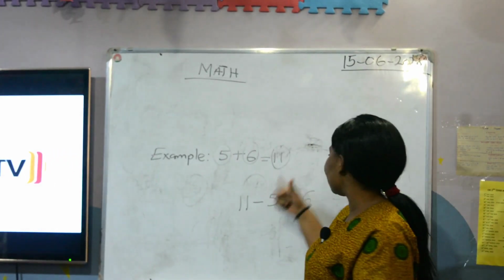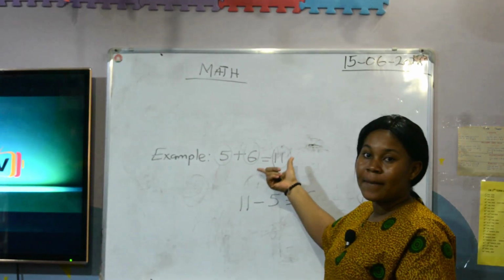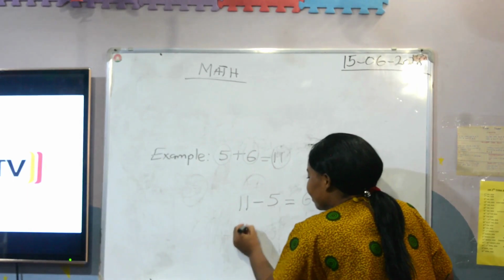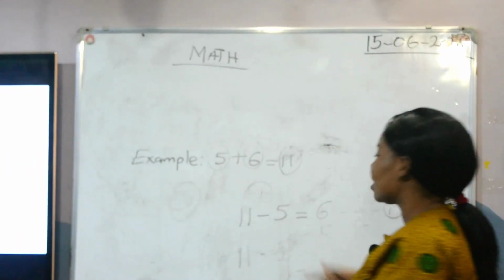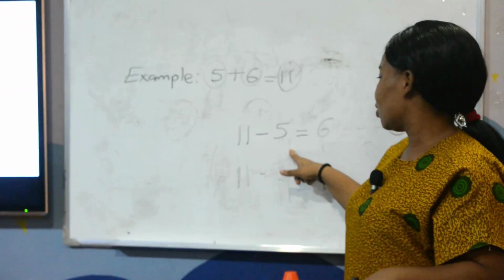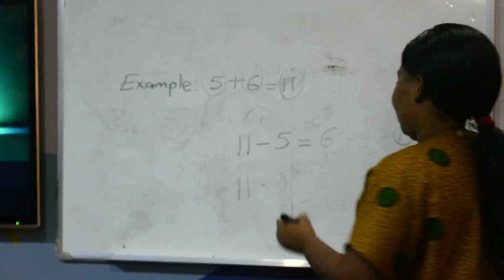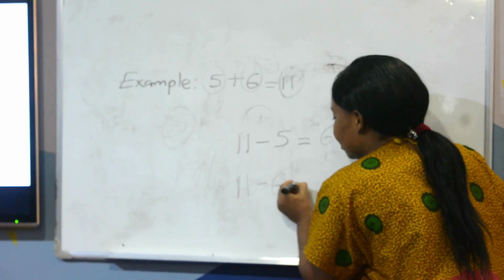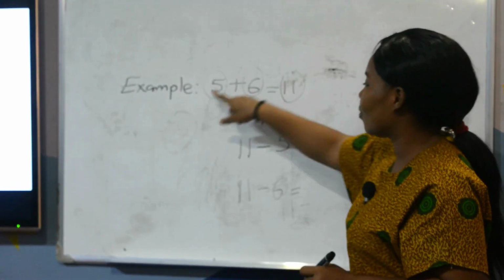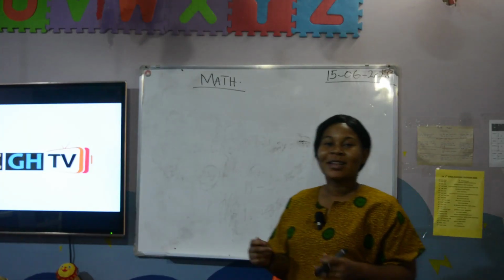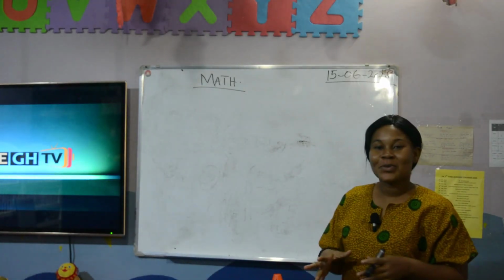Then subtraction sentence 2, we will still take our bigger number in the addition sentence, that is 11. So we take 11. Remember, in the first one we took 5 first. So the second subtraction sentence, you will take the 6. So 11 minus 6 equal to the remaining one, which is 5. Very good. So let's come to the topic for today.